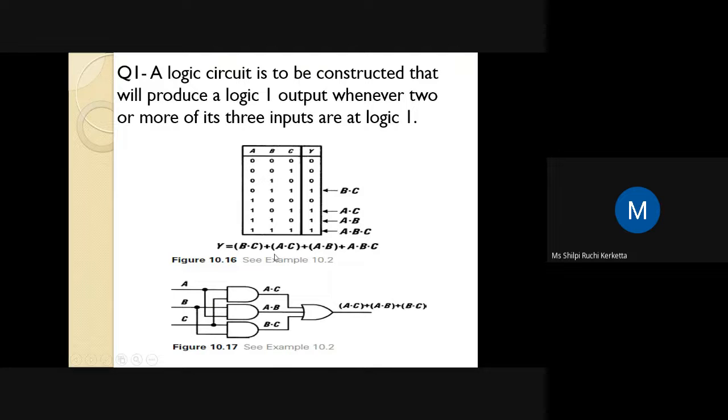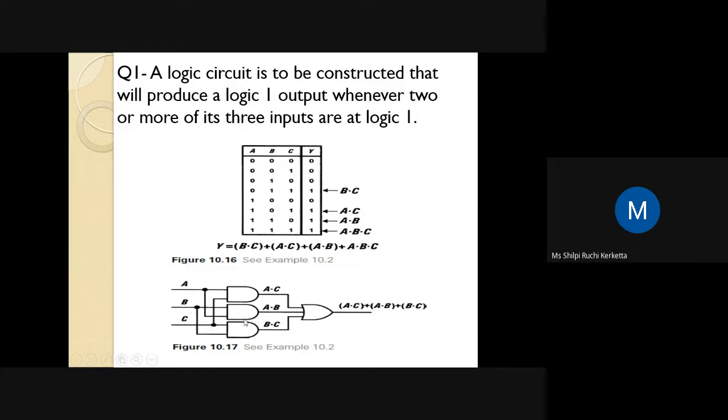Okay. And here 2 plus are there. It means we are using this 3 input OR gate. So first we will construct this AC. Here we have put our first AND gate. Here 3 inputs are there, A, B and C. From first A we have taken one input, and as it is a C, we have taken this input from C. So the output we are getting from here is A into C.